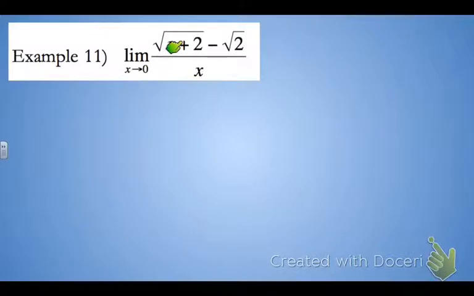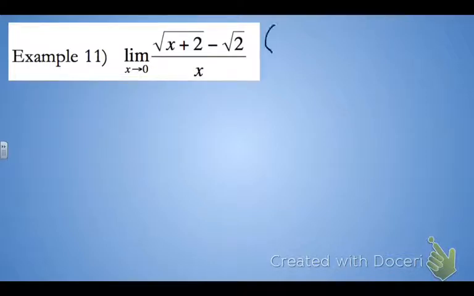Because if I plug in 0 to the numerator, I get 0 plus 2, which is the square root of 2, minus the square root of 2, and that gives me 0 in the numerator. And if I plug 0 into the denominator, I also get 0. So I have 0 over 0, and therefore we know that we're going to need a trick, or one of our strategies, I should say, in order to simplify this problem.